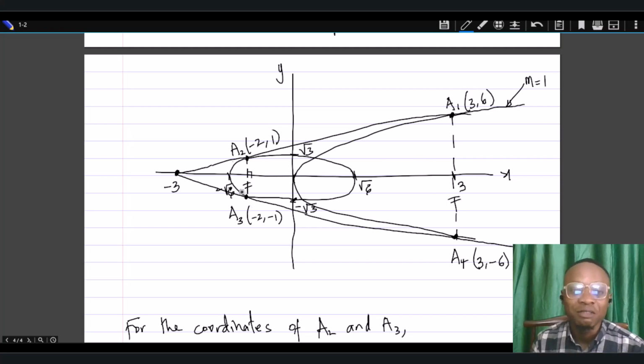So what kind of quadrilateral would you call A1, A2, A3, A4? That is going to be a trapezium. So we can see this is parallel to this, and we can easily get what this distance is from this point to this point, because this is vertical and this is horizontal.